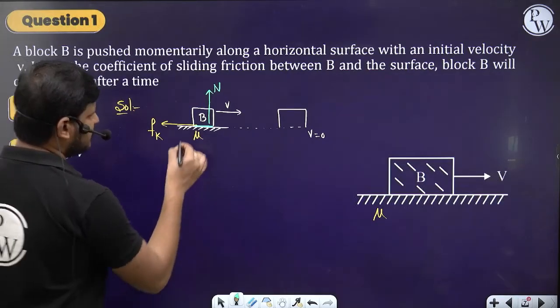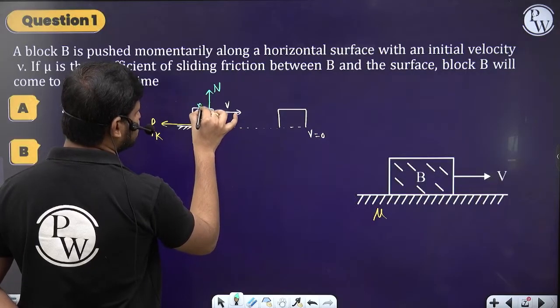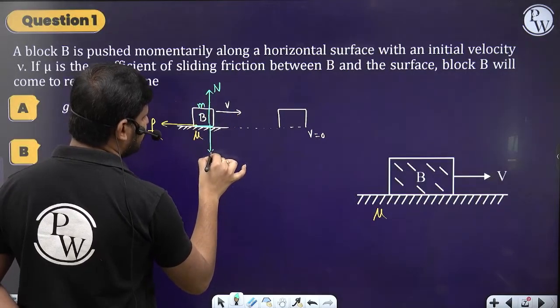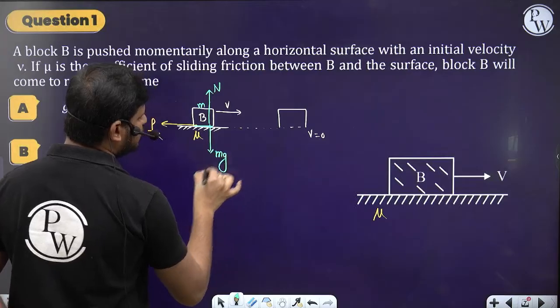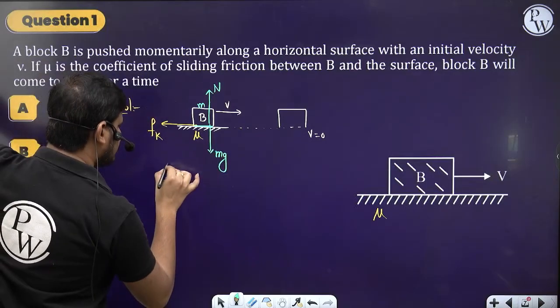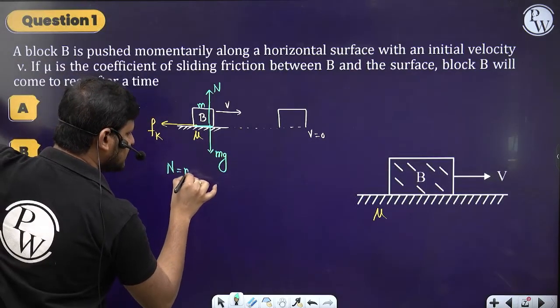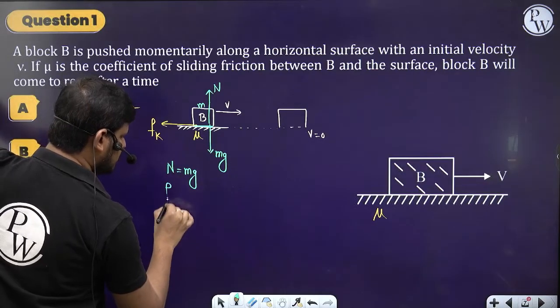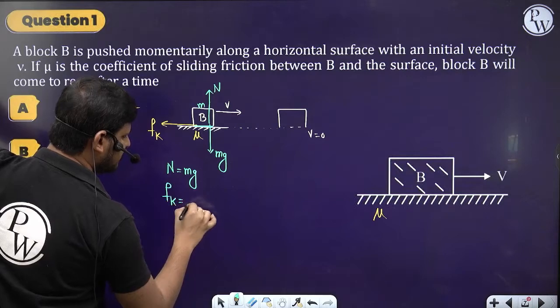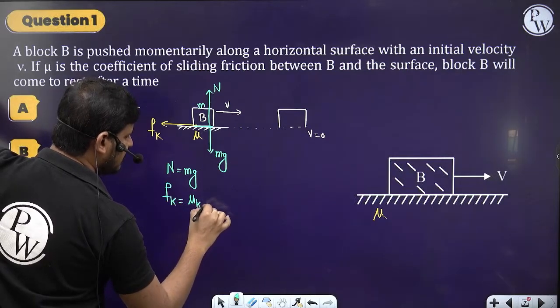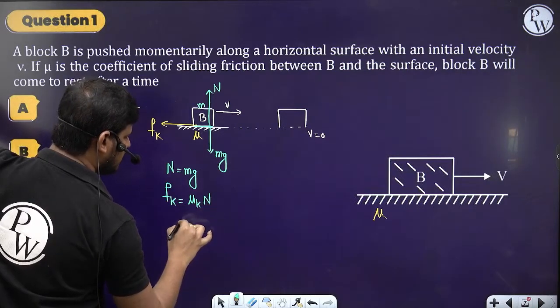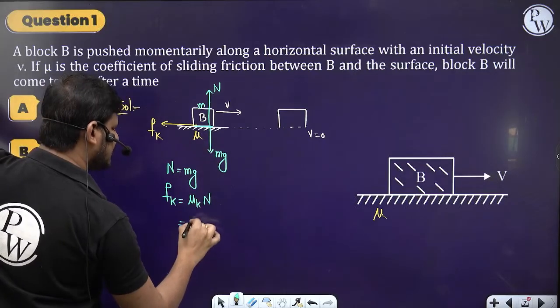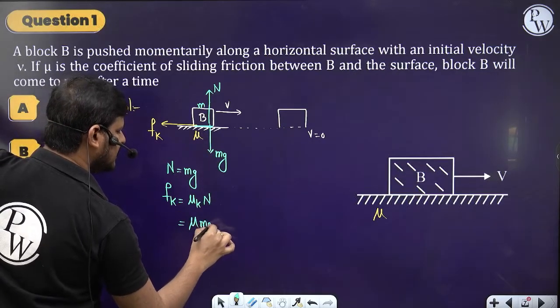Let's take the block B has mass m, so its weight mg will act downward. Yes or no? Therefore N equals mg. Let's understand carefully. N equals mg. Now what is the kinetic friction? The kinetic friction formula is mu k into N, right? Here mu k is given as mu, and N is mg, right?